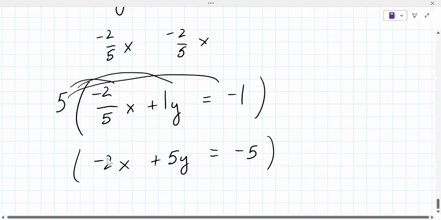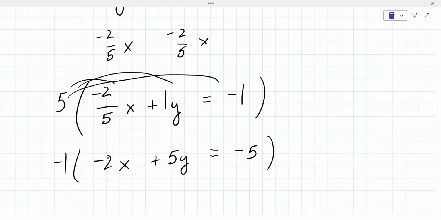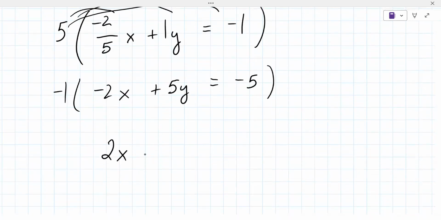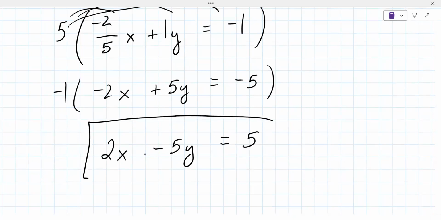Now, the problem here again is that the leading one's got to be positive. So you got to multiply everything by -1. Now, what you could have done, you could have multiplied by -5 here. But if you don't, just remember that. So it's 2x minus 5y equals 5. That is your final answer.